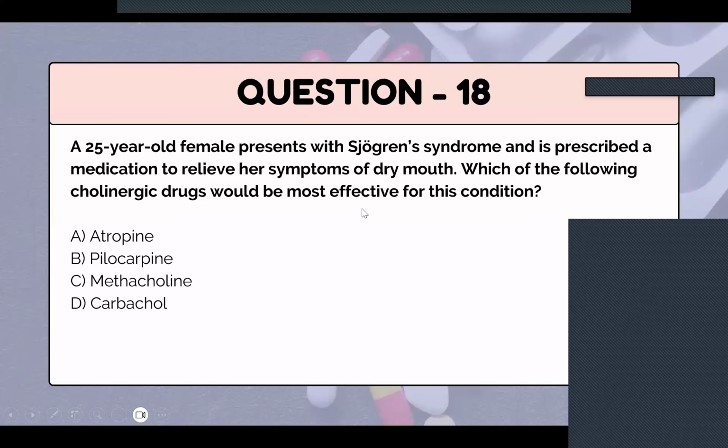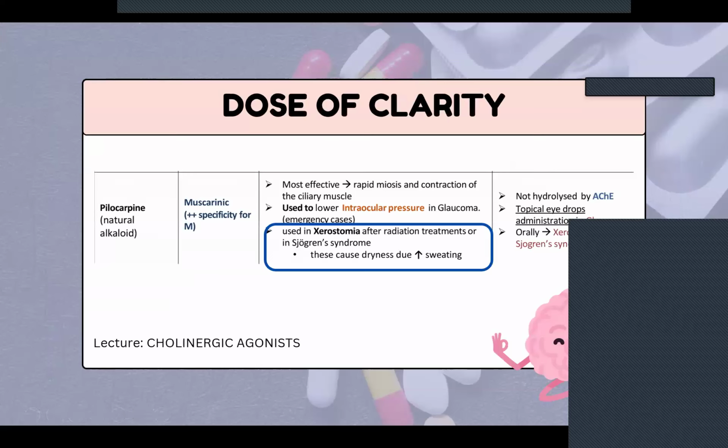Someone answered B, and yes, you're right. It's pilocarpine. Why? Because pilocarpine belongs to which class of drugs? Is it indirect acting cholinergic or direct acting cholinergic? Yes. Excellent. It's a direct acting cholinergic agonist which selectively acts on muscarinic receptors and is basically used to treat dry mouth in conditions like Sjogren's syndrome. Whereas the other options we had, like atropine, it's an anticholinergic and it would worsen the condition.